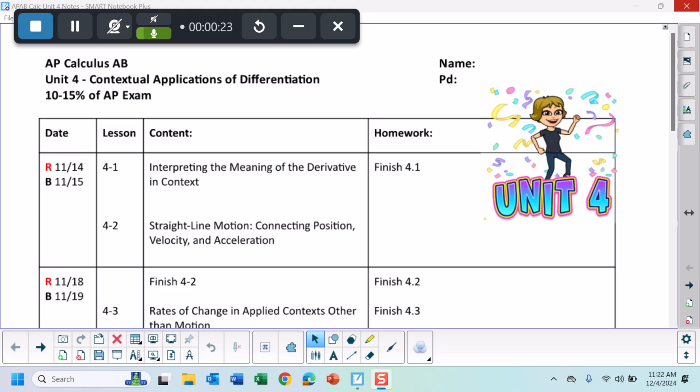Otherwise, the formative grade will be replaced by the summative. So, totally up to you. Your choice for what kind of feedback you want to get.